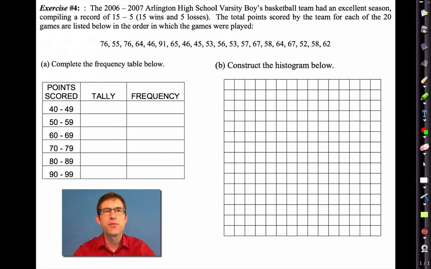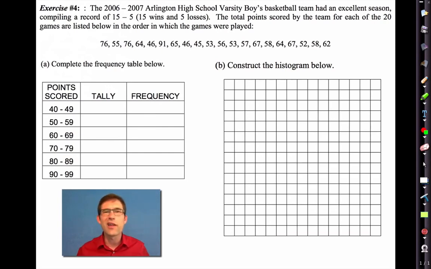So, exercise number 4. The 2006-2007 Arlington High School varsity boys basketball team had an excellent season, compiling a record of 15-5, 15 wins and 5 losses. I still remember it. The total points scored by the team for each of the 20 games are listed below in the order in which the games were played. Okay, so the order in which the games were played, not in numerical order. We want to create a histogram for that.